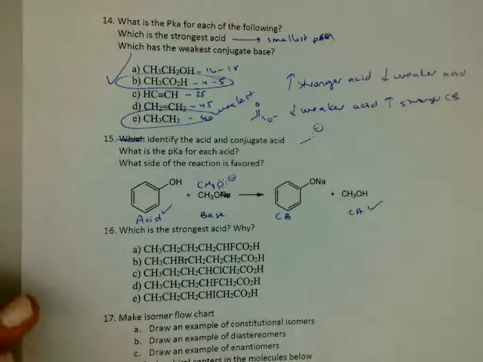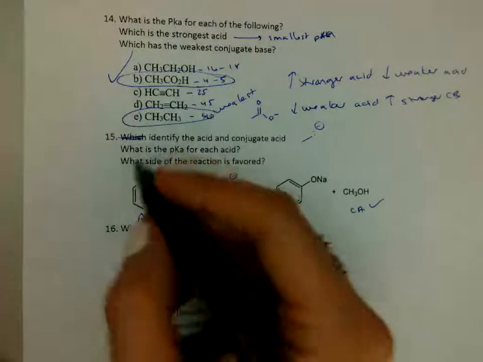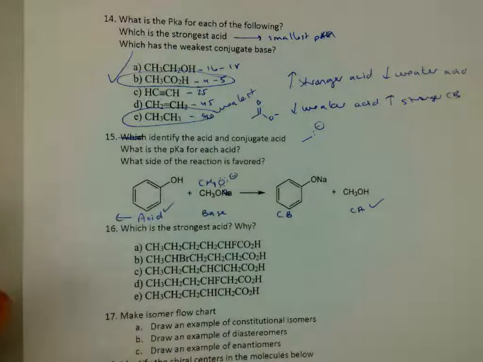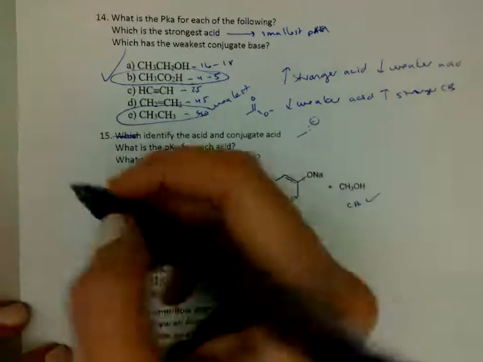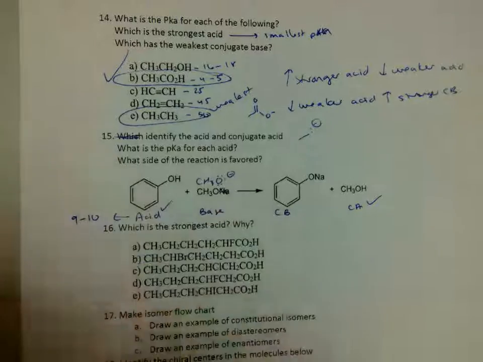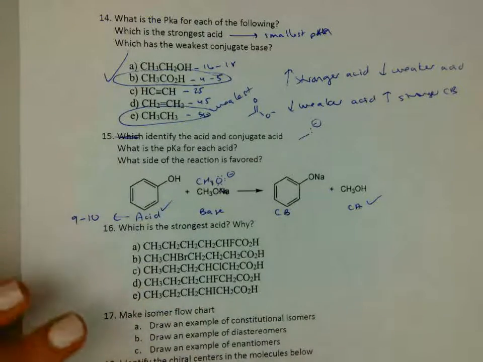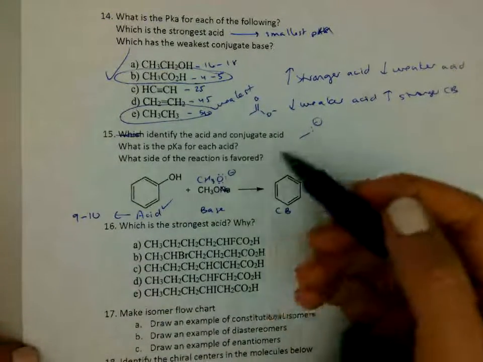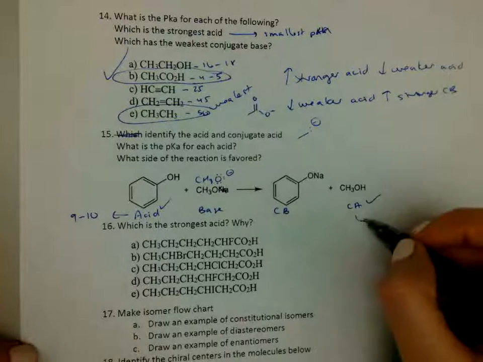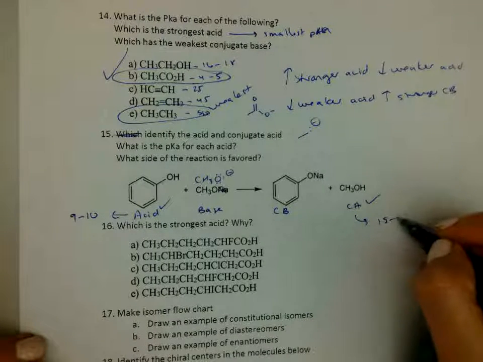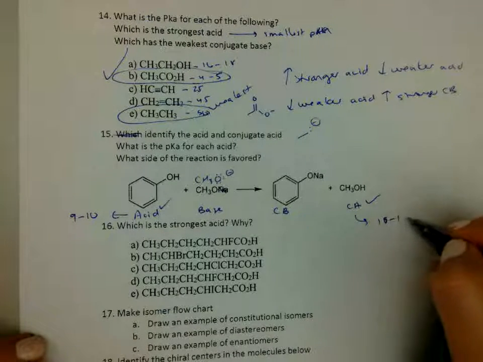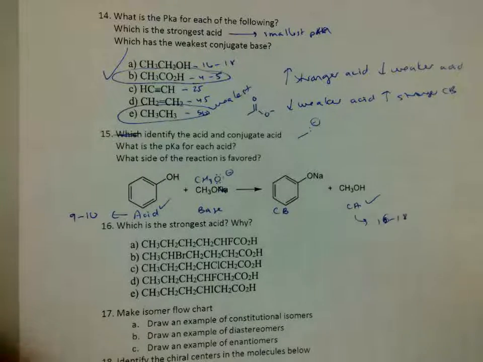Next step is, what is the pKa for each acid? So phenols, you might be tempted to put this in alcohol, 16 to 18, but this is a special type of alcohol. It has that resonance that we talked about on question 13. It actually has a pKa of 9 to 10. It's in the 9 to 10 range. So that's the pKa for that acid. For the conjugate acid, this is an alcohol, so it's 16 to 18. Sorry, 16 to 18 for alcohols.